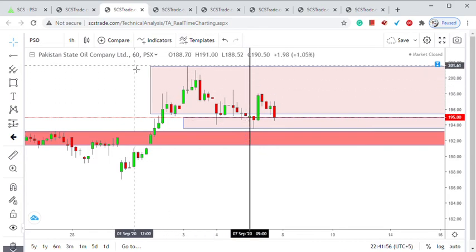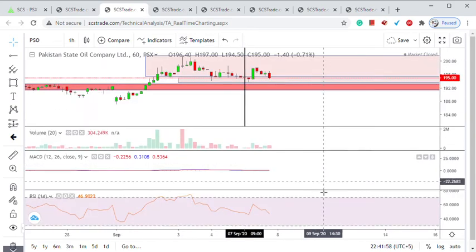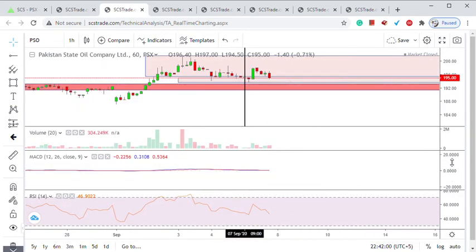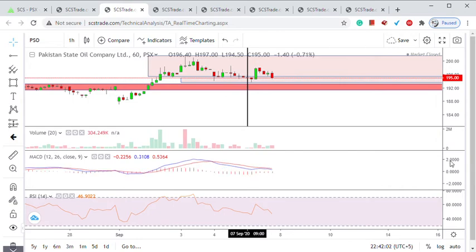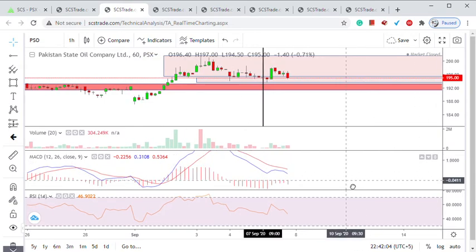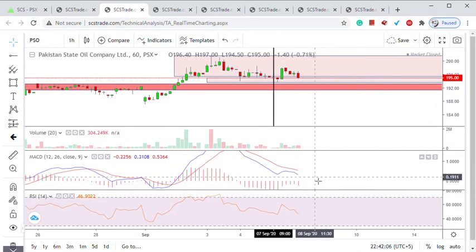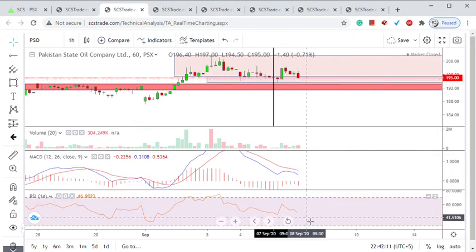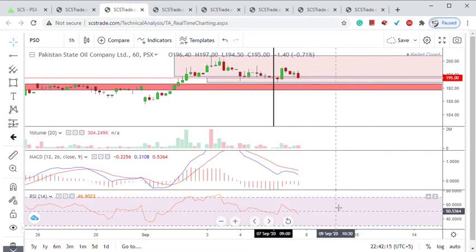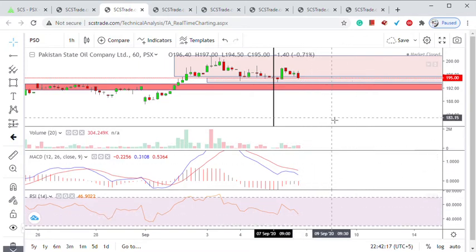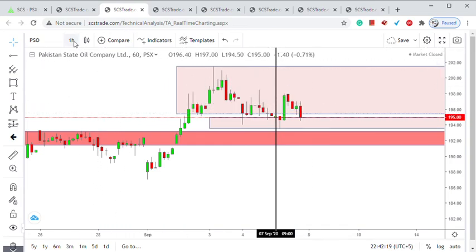Let's check the MACD. What is the MACD telling us? Let's see. MACD is negative right here. It is not that much negative, but it is negative because the stock closed right here. Okay, and the RSI is also moving downwards, but it can move upward. Doesn't matter. Let's go to 15 minutes.